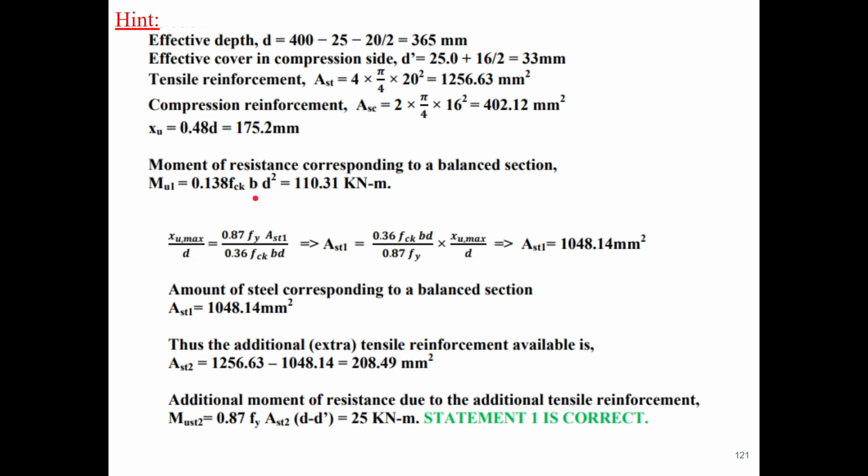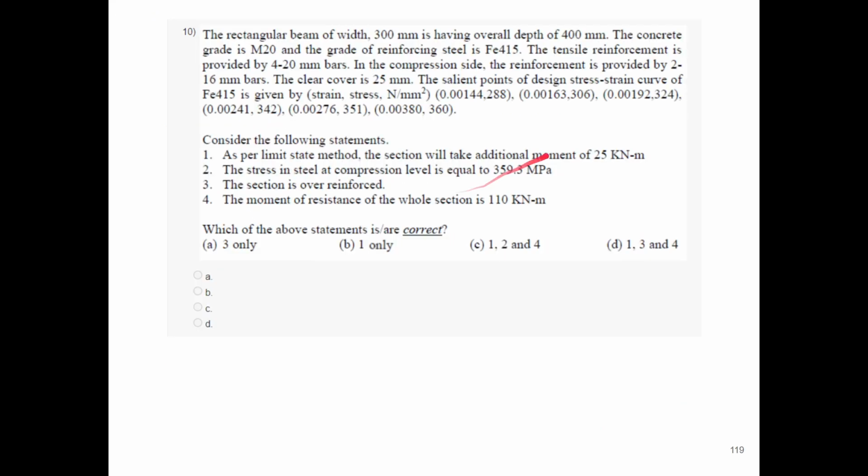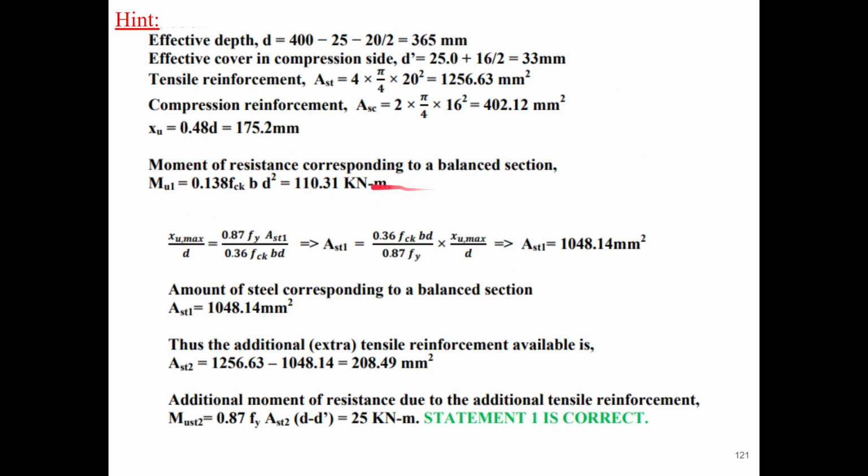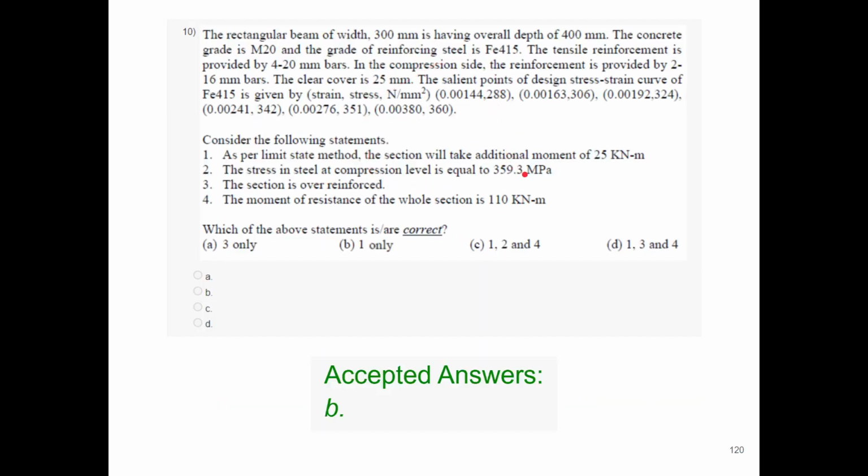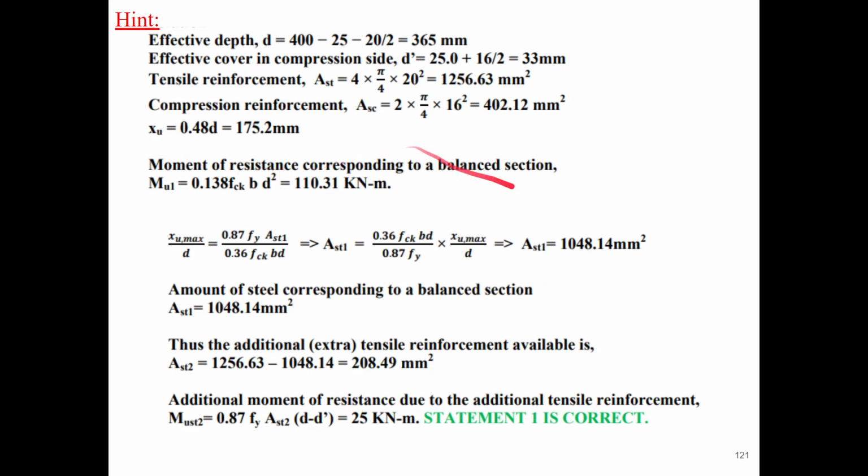Okay, so moment of resistance. Because it is a doubly reinforced section, we are taking XU limiting. So the moment of resistance corresponding to a balanced section, MU limiting, is MU1 equal to 0.138 fck b d square, which is 110.31 kilonewton meter. Using the equation, equating the forces, we get AST1 as 1048.14 mm square, corresponding to the balanced singly reinforced section.